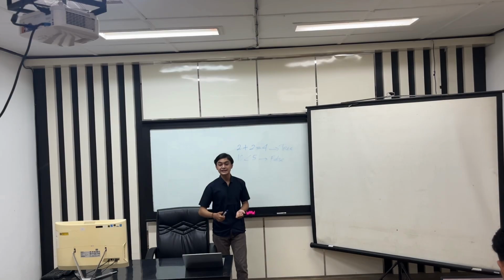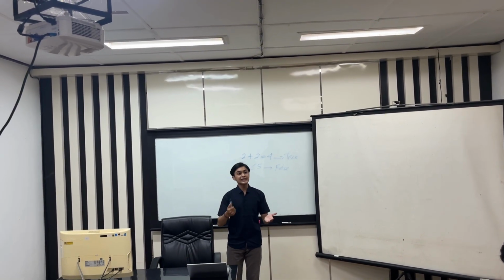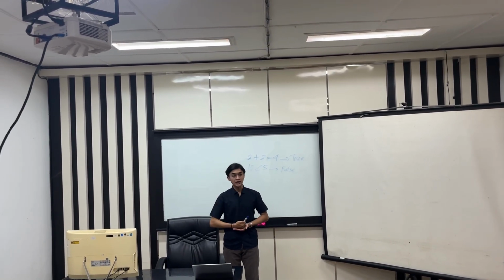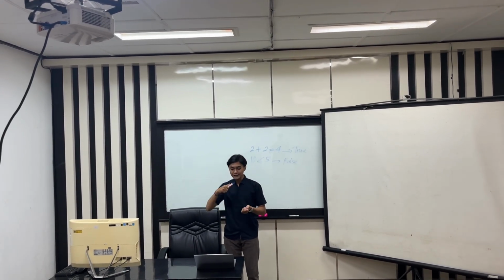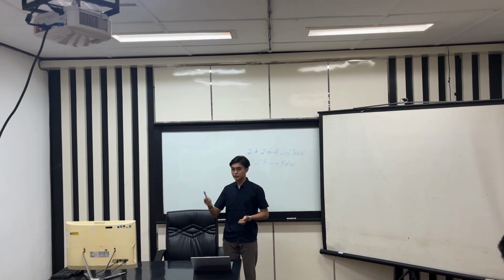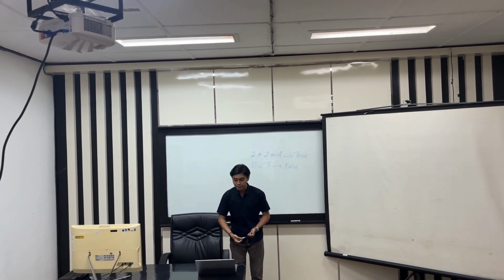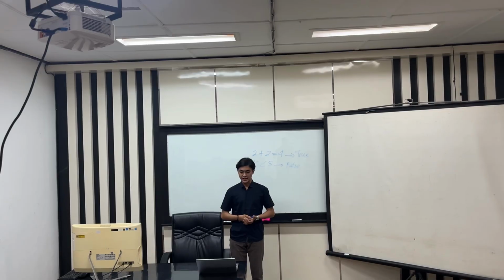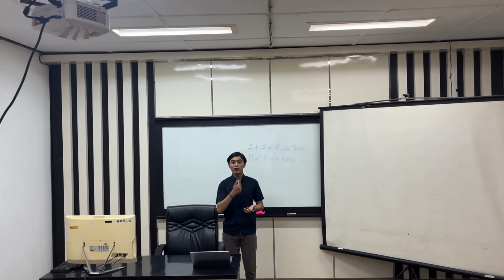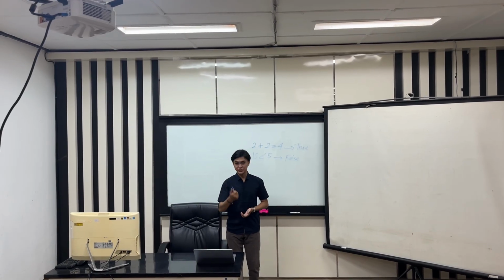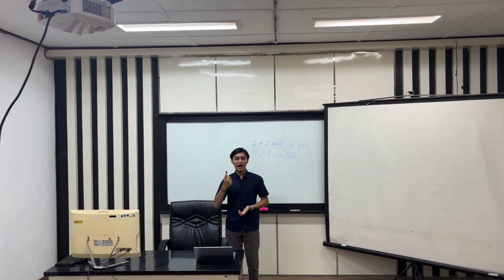Okay, next is disjunction. A disjunction connects two statements using "or". It is true if at least one statement is true. For example, P: I drink tea. Q: I drink coffee. P or Q: I drink tea or I drink coffee.